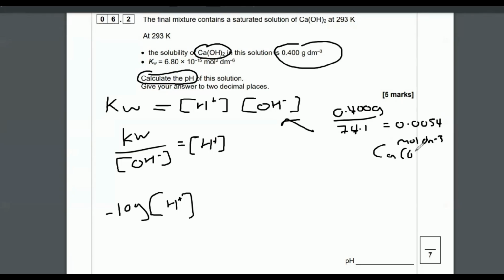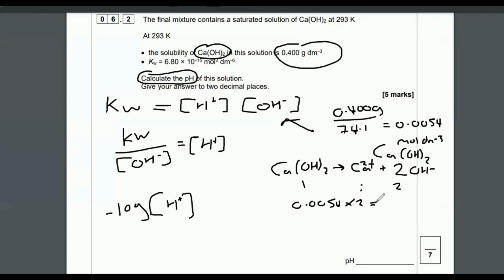Here's where a lot of people will mess up. That is not the hydroxide ion concentration. Remember, calcium hydroxide is going to fully dissociate. And so what we're going to have, look at the ratio of hydroxide ions. It's going to be Ca²⁺ plus, oh my God, this is so messy. Coefficient 2. I'm going to have a ratio of 1 to 2. So I need to times 0.0054 by 2 to get the hydroxide ion concentration. So let's multiply that by 2. And we're going to get 0.0108.